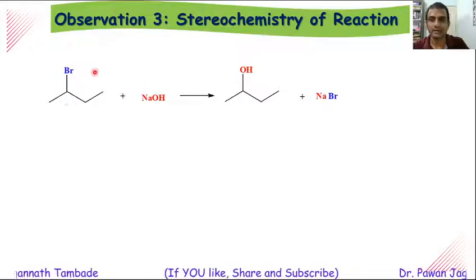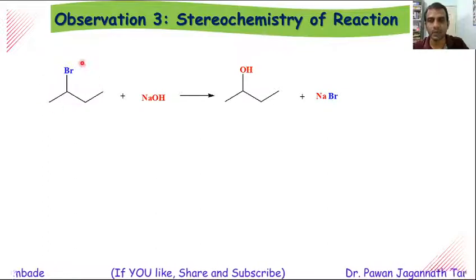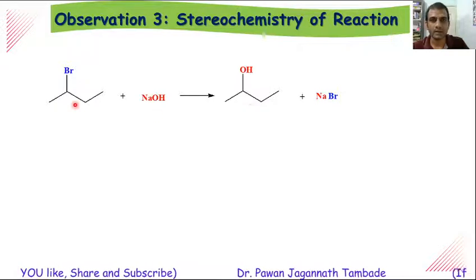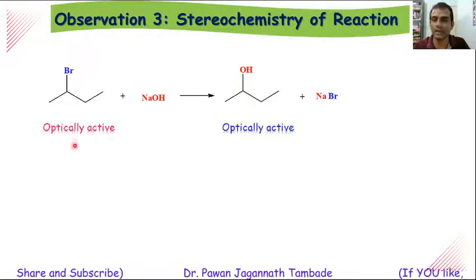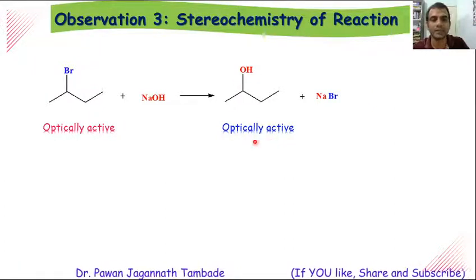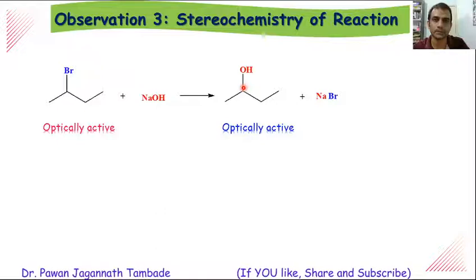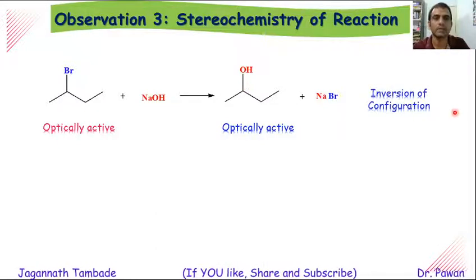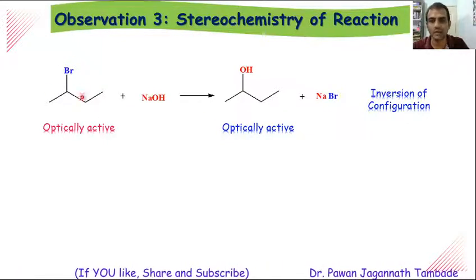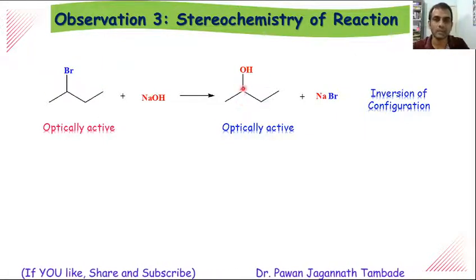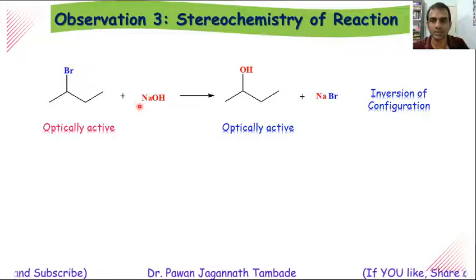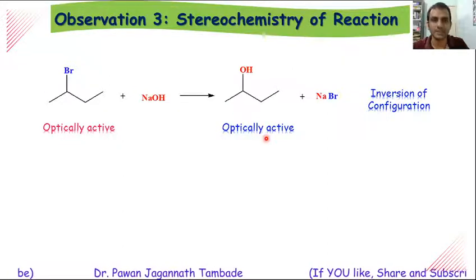If we start this reaction with an optically active compound, then we are expecting some product over here. In this case, it has been observed that when we start from an optically active substrate, then we will get an optically active product. But there is inversion of configuration. Means if we start with the R isomer, then we will get the S isomer as a product, or vice versa. So this is the first observation in case of SN reactions.